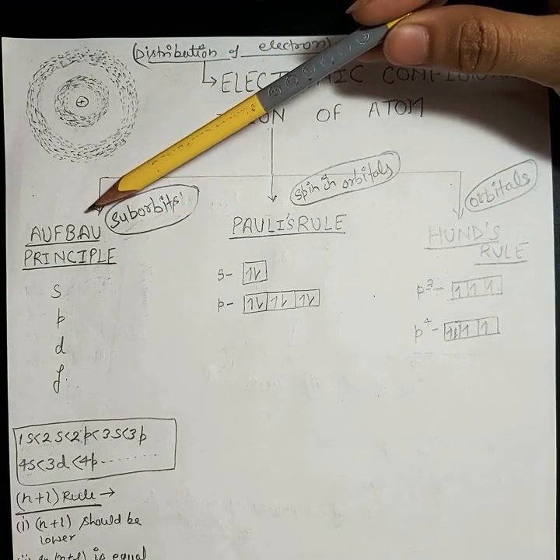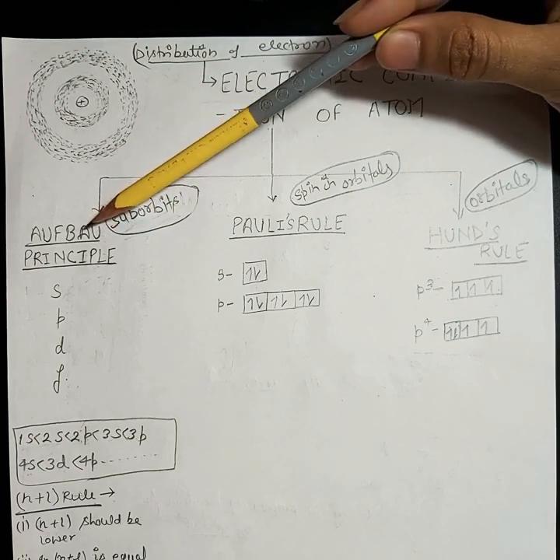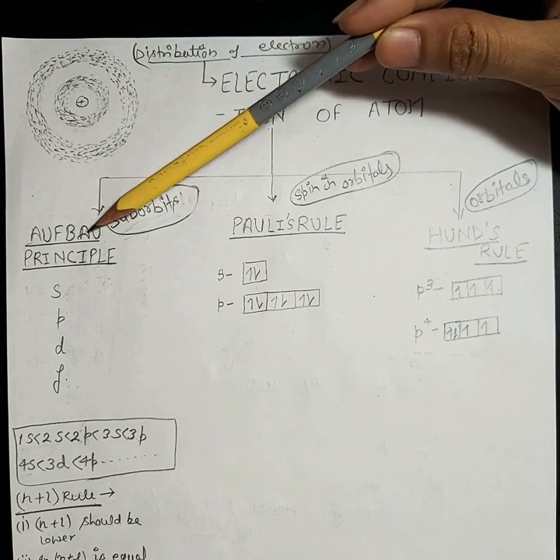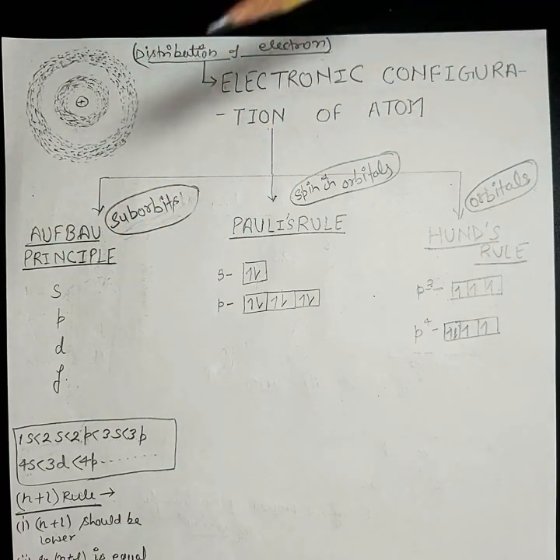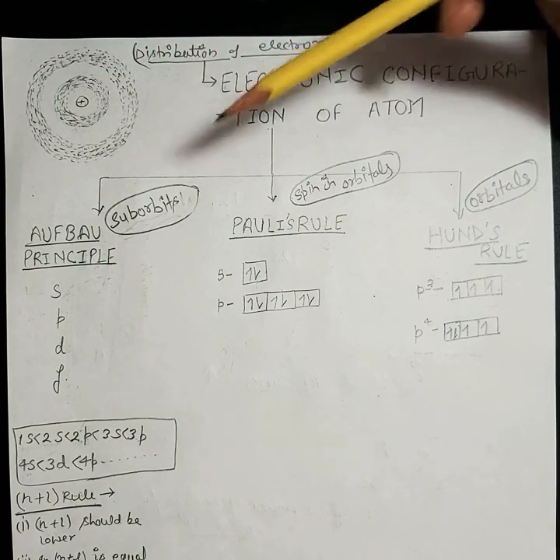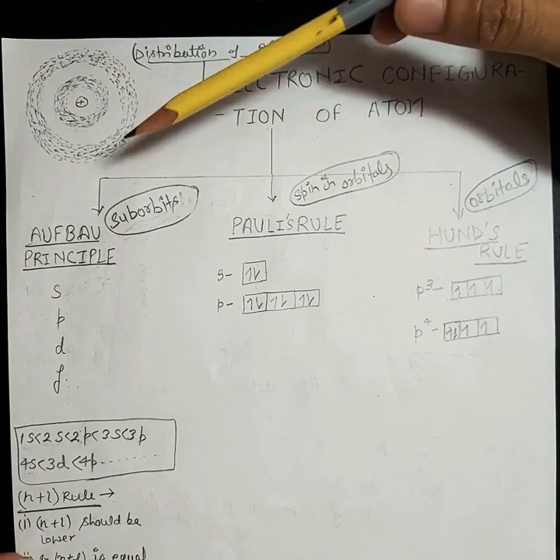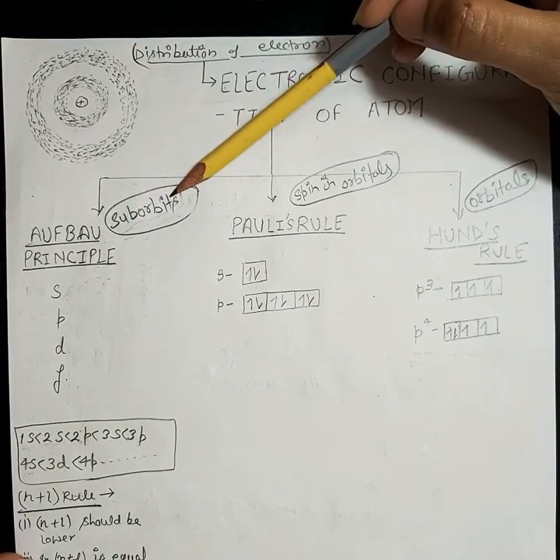So first of all, you should know that Aufbau is not a scientist's name. It is a German word. Its meaning is building up or construction. Okay, so like the meaning of this word, Aufbau principle says that electrons are filled in any particular suborbit in increasing order of energy. Okay, so basically it tells about the filling of electron in suborbit.